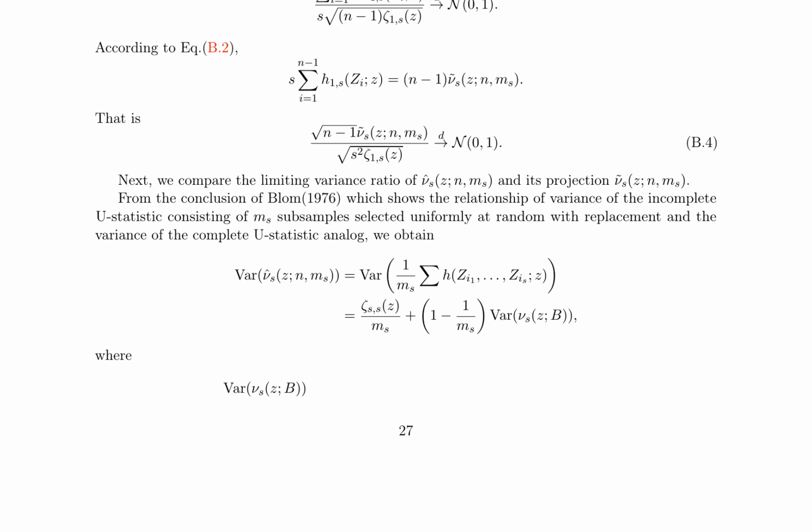By invoking the result of Blom, 1976, the variance of the incomplete statistic is expressed as a function of the variance of the complete statistic analog, ζ_s,s(Z), and the variance of ν_s(Z, b), as shown in the equation for Var[ν_s(z, n, m_s)].